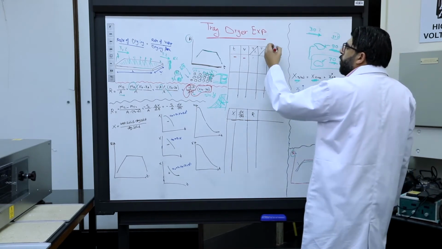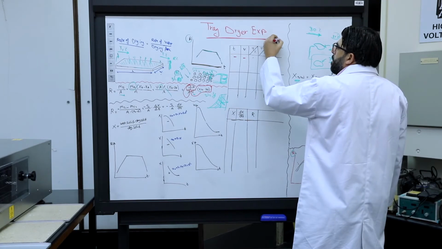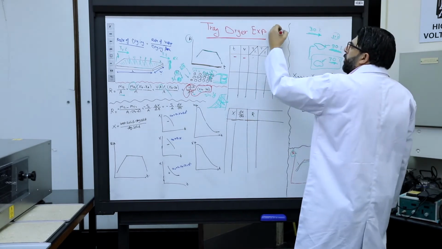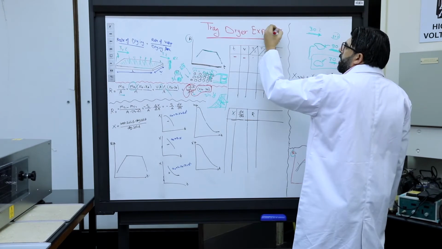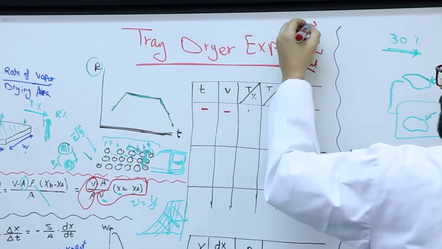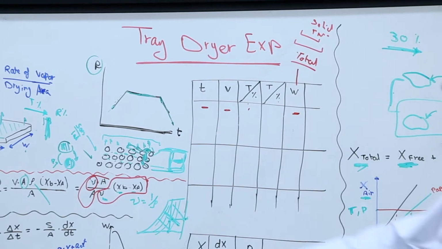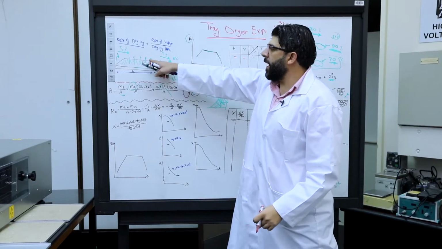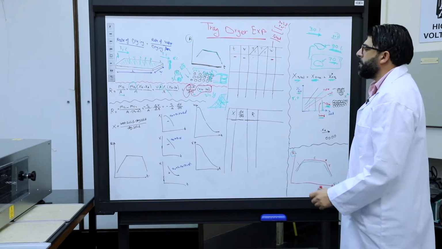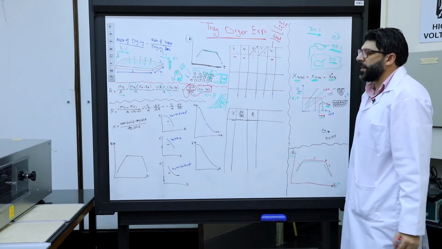And this weight is the total weight. That means the weight of all trays, plus solid, plus water. So the weight of the tray and the solid and the water inside the solid. So this is all your raw data.